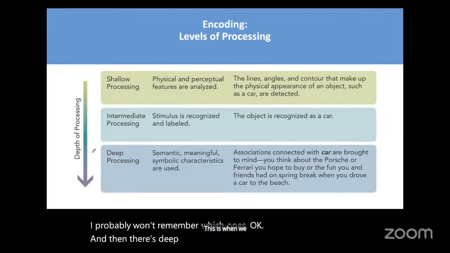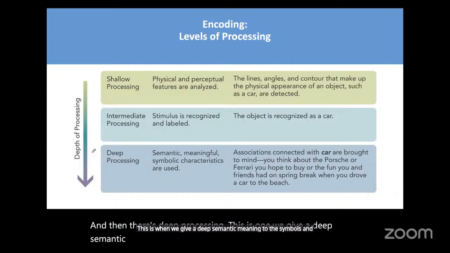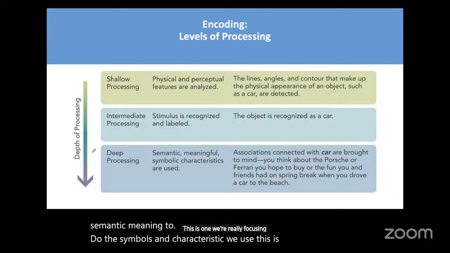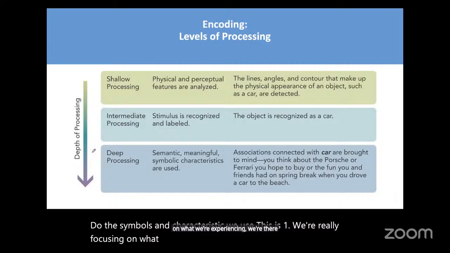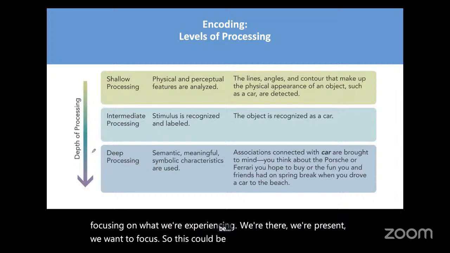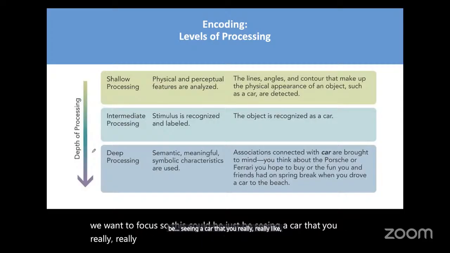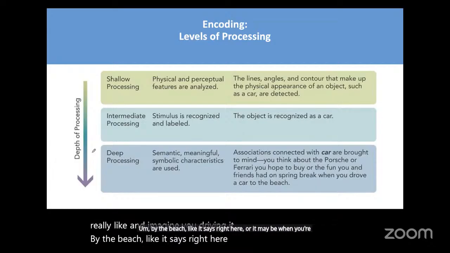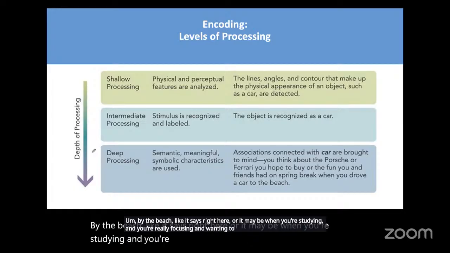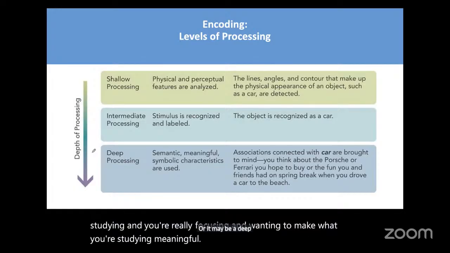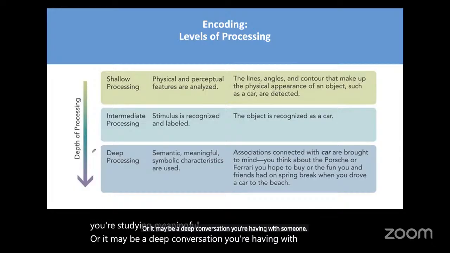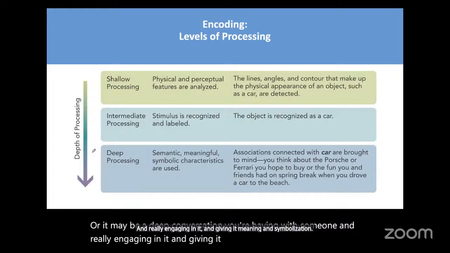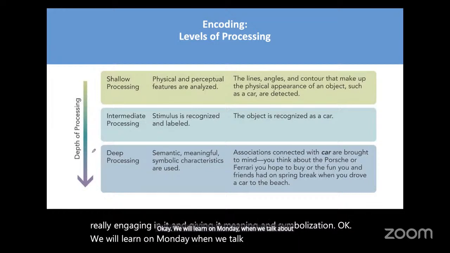This is when we give a deep semantic meaning to the symbols and characteristics we use. This is when we're really focusing on what we're experiencing. We're there, we're present, we want to focus. So this could be just seeing a car that you really, really like and imagine you driving it by the beach, like it says right here. Or it may be when you're studying and you're really focusing and wanting to make what you're studying meaningful. Or it may be a deep conversation you're having with someone and really engaging in it and giving it meaning and symbolization.